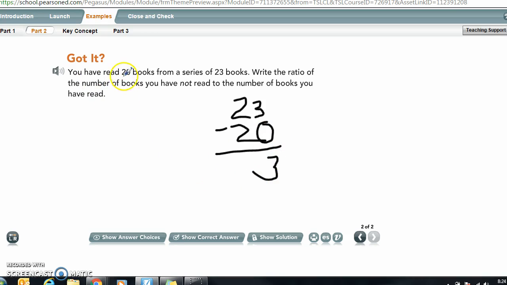Well, if I have read 20 books and I need to read 3 books, how can I write this as a ratio? Go ahead and pick one of these here, write it in your notes, and we will move on.